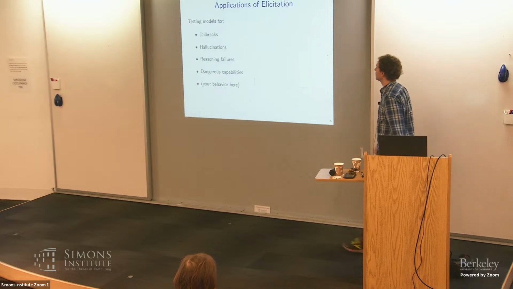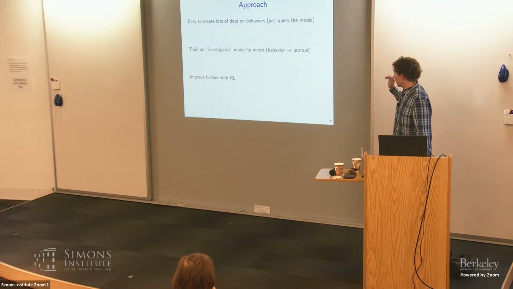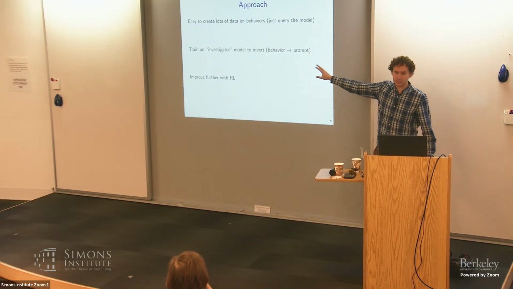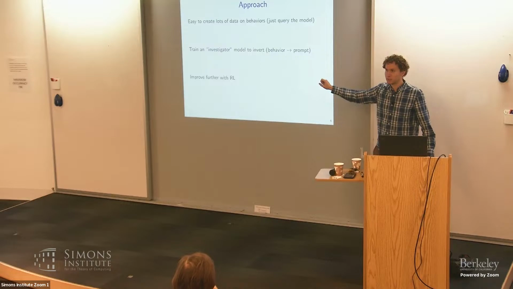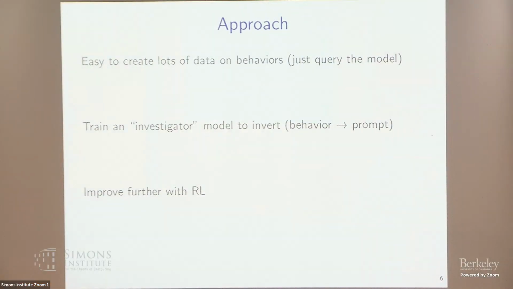Okay, great. So let's talk about how we're going to do this. The approach is basically, first of all, it's easy to create lots of data on behaviors, right? You can just query the model. This doesn't necessarily give me the behaviors I want. If I just wanted a giant training set of here's a prompt and here's the behavior you get out, it's very easy to create as much data of this form as I want.